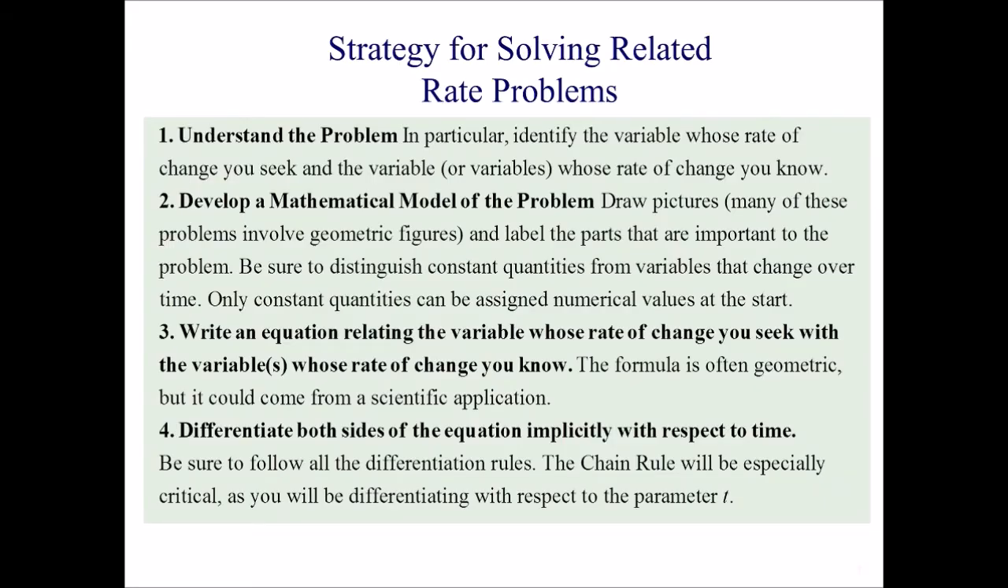As with previous problems, the first thing you want to do is understand the problem. From there, you want to develop a mathematical model of the problem. Next, write an equation relating the variable whose rate of change you seek with the variables whose rate of change you know. Next, differentiate both sides of the equation implicitly with respect to time. You will probably have to use the chain rule here, so please be careful. And with the product rule, again, don't forget that second function.